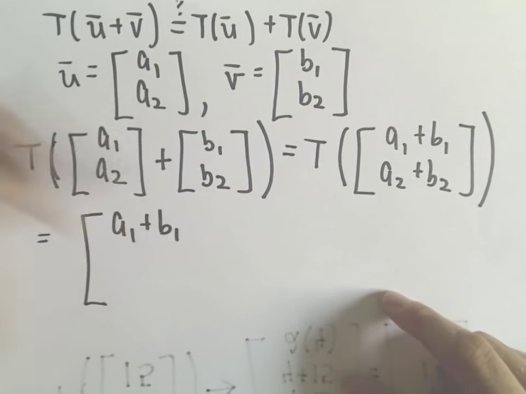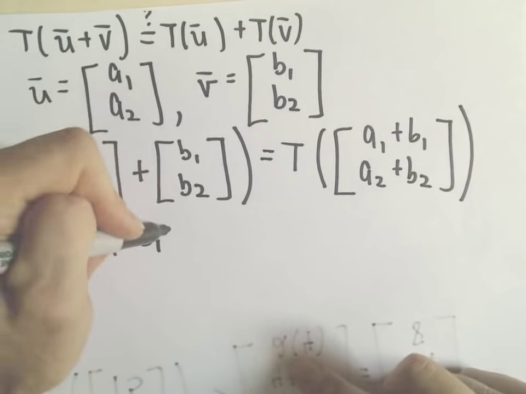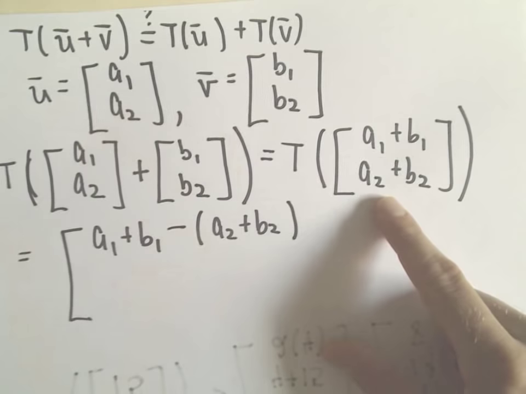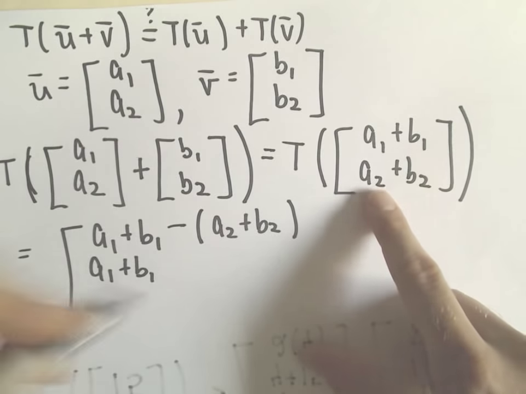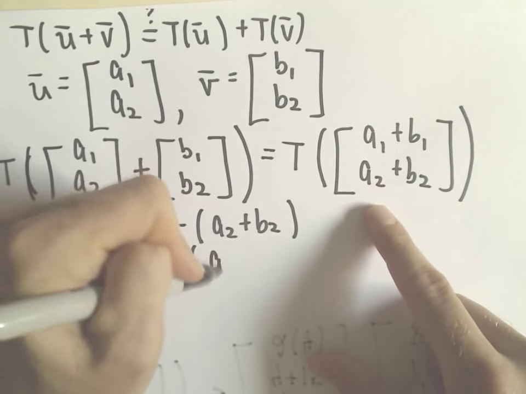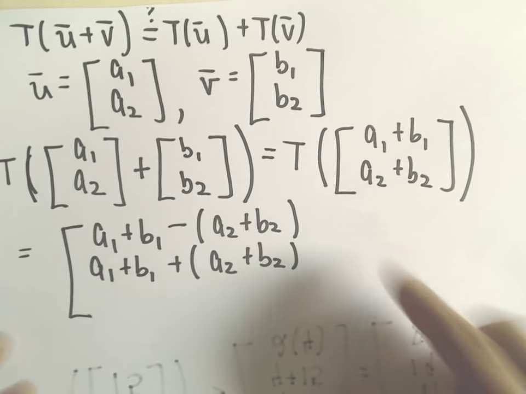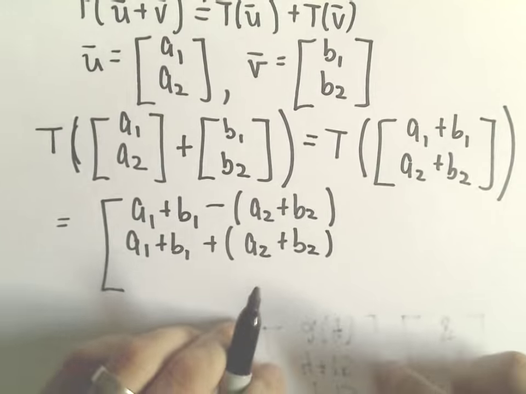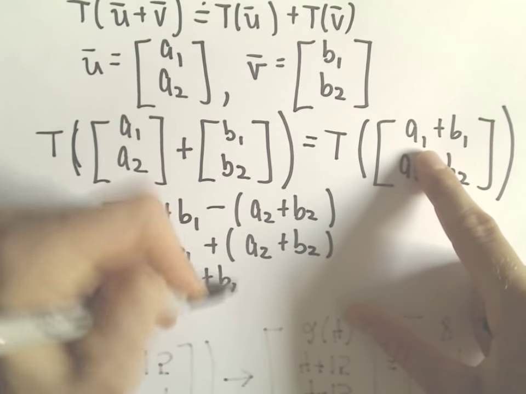take a1 plus b1, we take the first component, now I've already forgotten, subtract away the second component, so minus a2 plus b2. The second one said just add the first component, a1 plus b1, to the second component, a2 plus b2. And then the third condition said take whatever the first component was and multiply it by 2. So we'll have 2 times a1 plus b1.